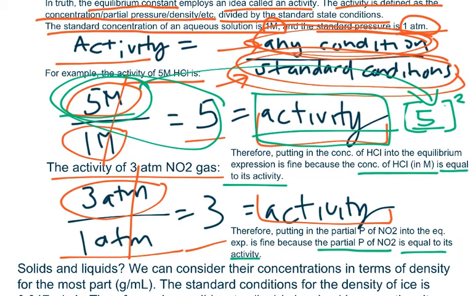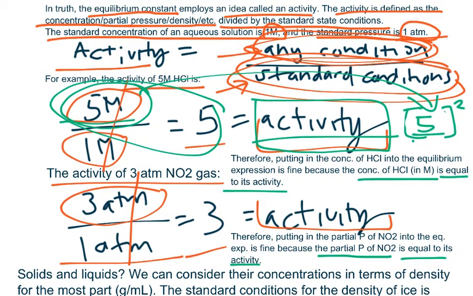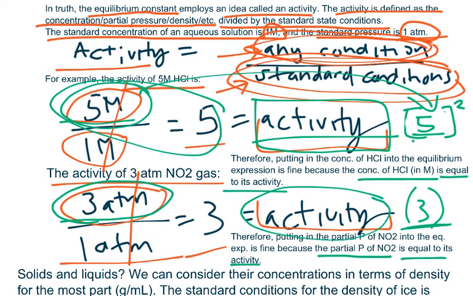So when you plug it into the equilibrium expression, you're actually supposed to plug in the activity. And we know that the activity of NO2 gas is 3. But the pressure in atmospheres for NO2 gas is also 3. So either way, if you plug in the activity of NO2 or the pressure of NO2 in atmospheres into the equilibrium expression, you still get the same number, which is why you are allowed to plug in pressures into the equilibrium expression as long as it is in atmospheres.